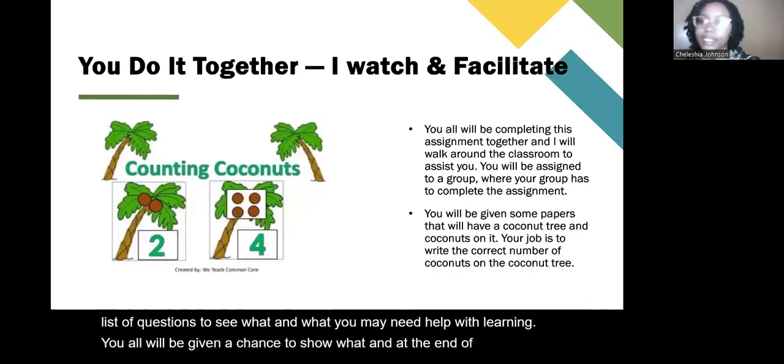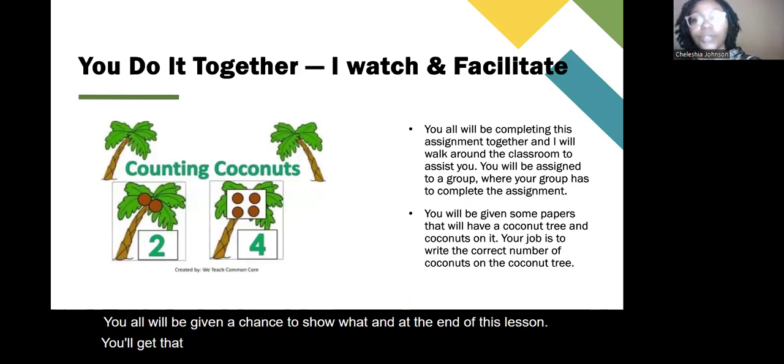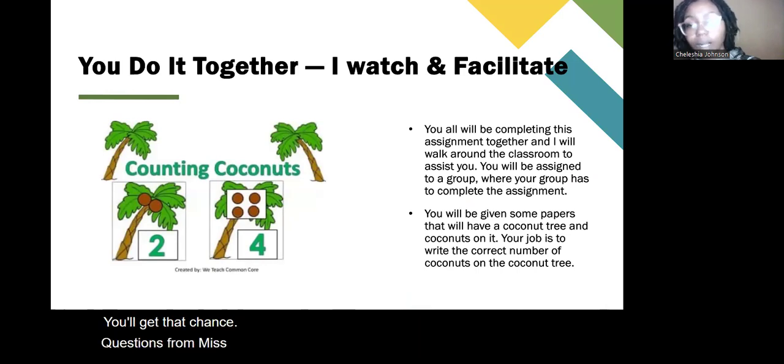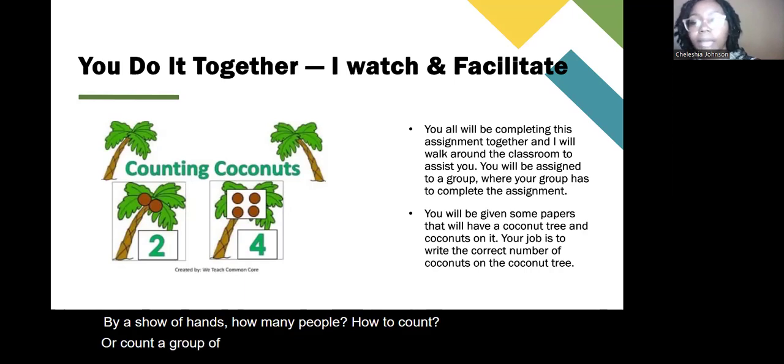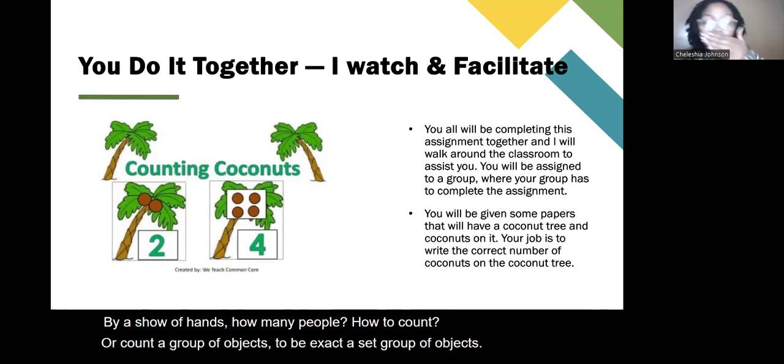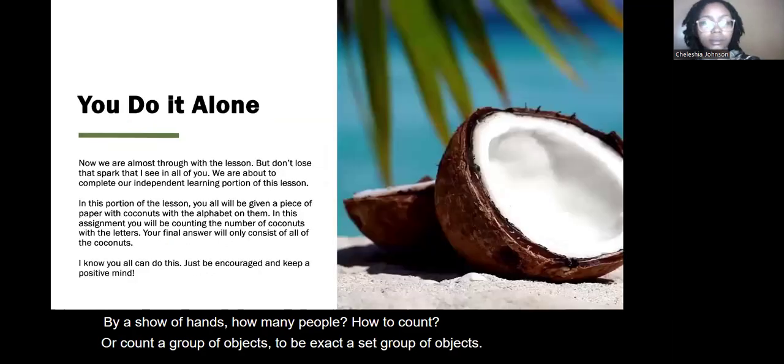Okay, you do it together. I watch and facilitate. In this part of the lesson, you will be breaking off into small groups. You'll be completing assignments together, and I'll walk around the classroom to assist you. Your group has to complete the assignment in order to move on to the next one. You'll be given papers with a coconut tree and coconuts on it. Your job is to write the correct number of coconuts on or under the coconut tree.